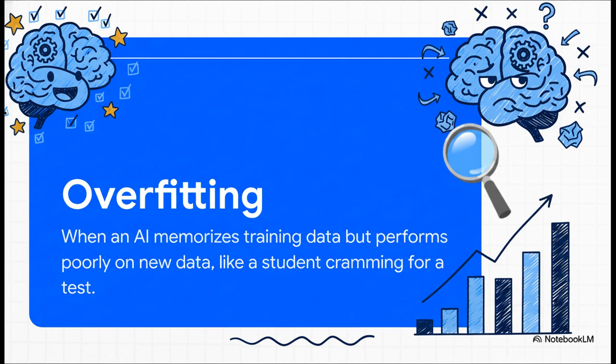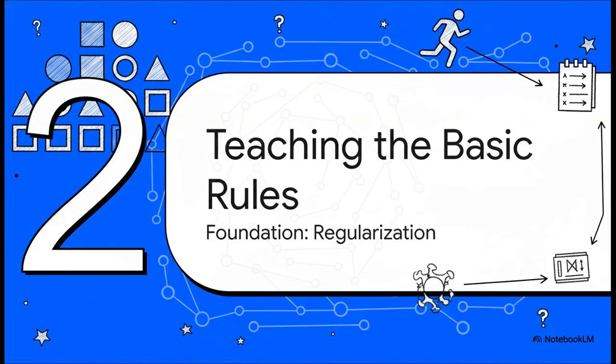They didn't actually learn the material, they just memorized the answers. That is exactly what an overfit AI does. And our job as the coach is to make sure that doesn't happen. So, how do we do that? Well, we start with the fundamentals. In the world of AI, this is called regularization. You can think of it as teaching our athlete the basic rules of the game before they even start thinking about the fancy advanced plays.